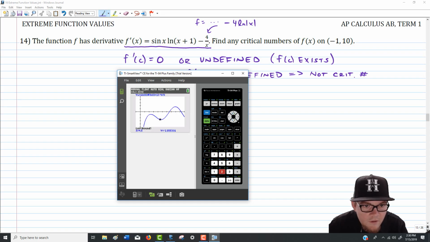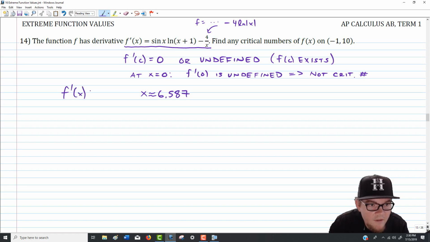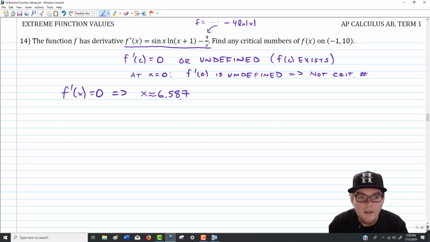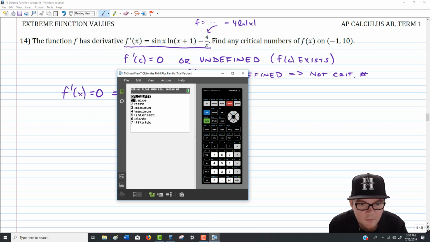I'm going to use the 0 feature this time. Go ahead and start there. We've got 1, 2, 3, 4, 5, 6, 7. So go from there to 7. I'll guess 6. So our first one is 6.587. So that's 1. These are, of course, the places where f prime of x equals 0, and so it's implying that we have our two values. There's our first one.